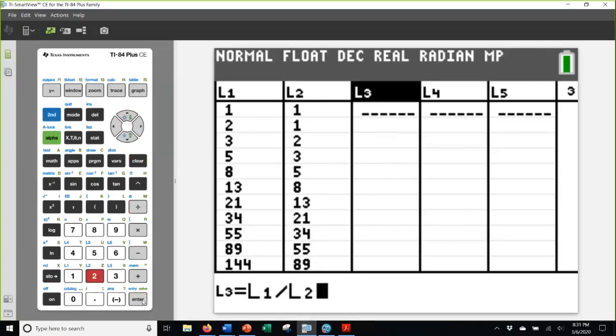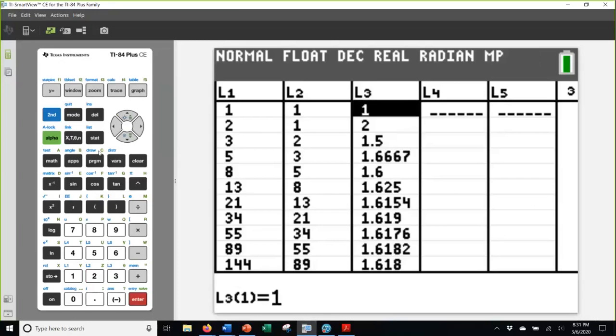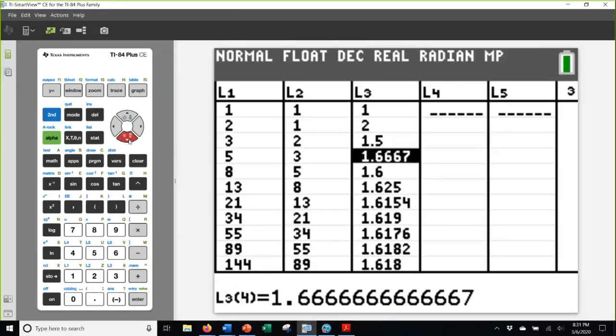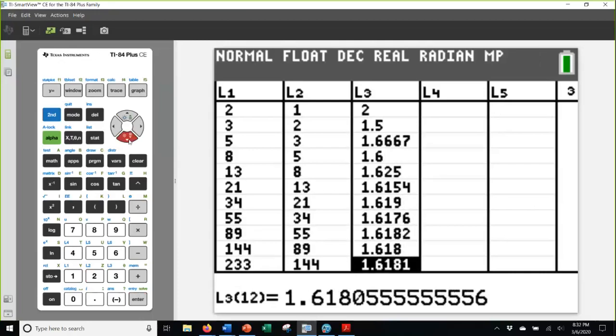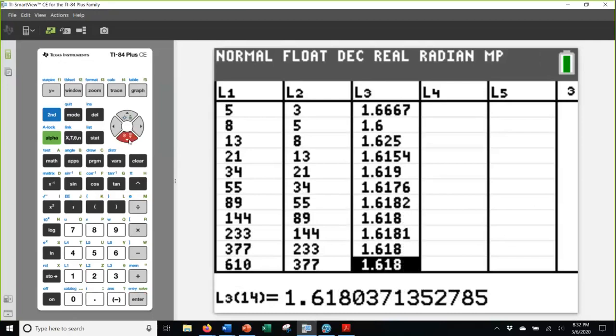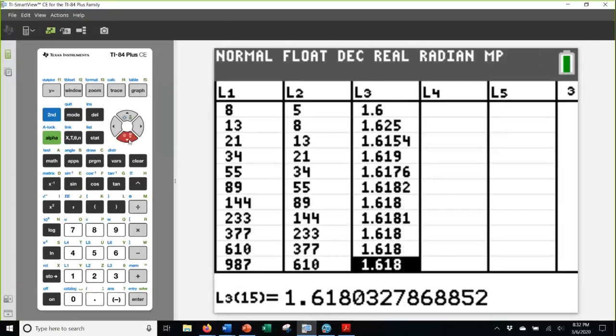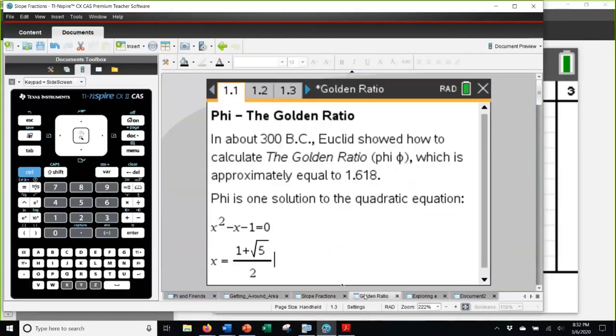And let's see what these quotients work out to be. And you can see that as we move through this column, the quotients are getting closer and closer to the value of phi, the golden ratio, 1.618 with more digits after that. So that's a fun way to have students numerically finding the golden ratio.